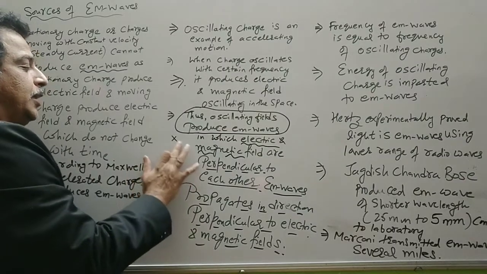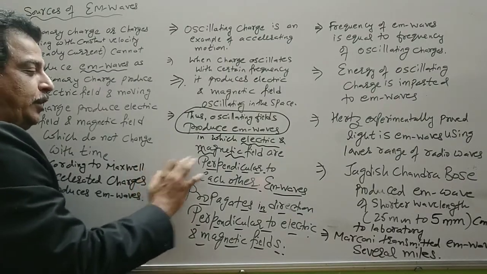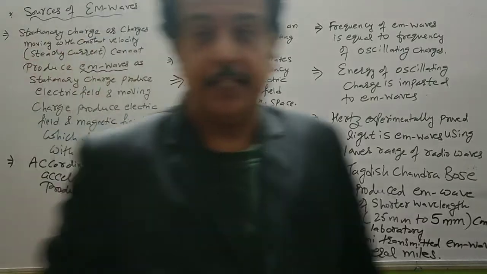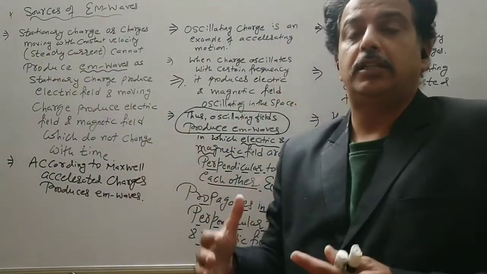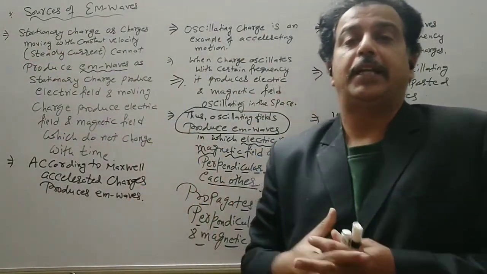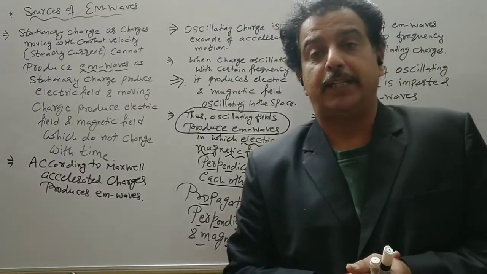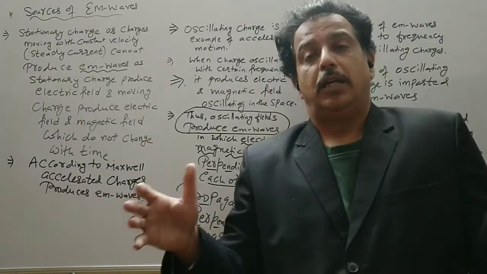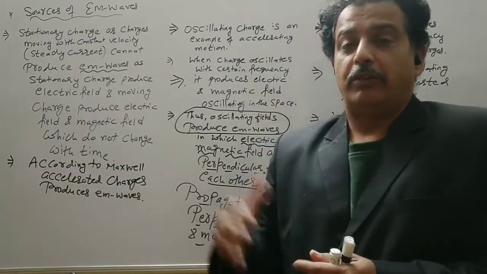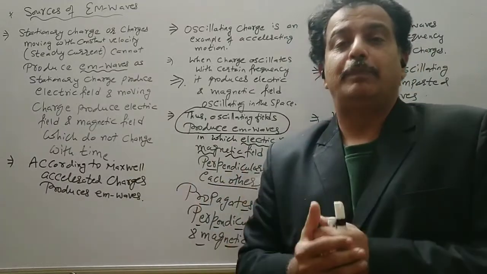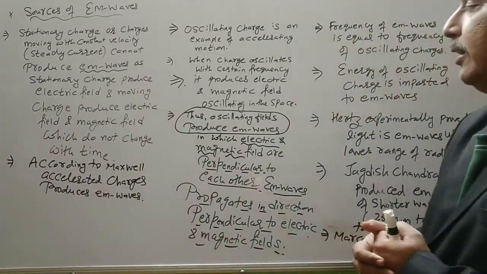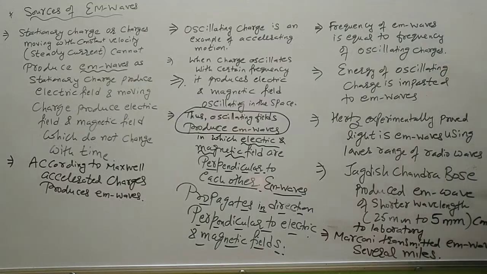We will see the cross product relation between the electric and the magnetic field, and the resultant of this electric and magnetic field will give rise to the electromagnetic waves, which will propagate in a direction perpendicular to the electric and the magnetic field.